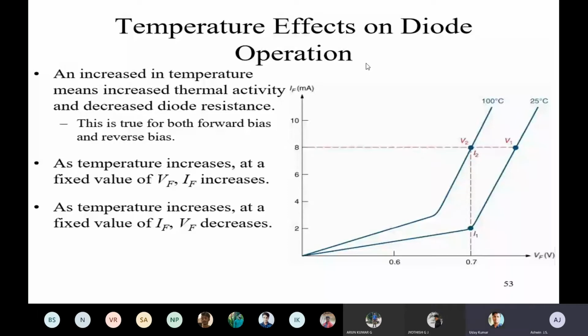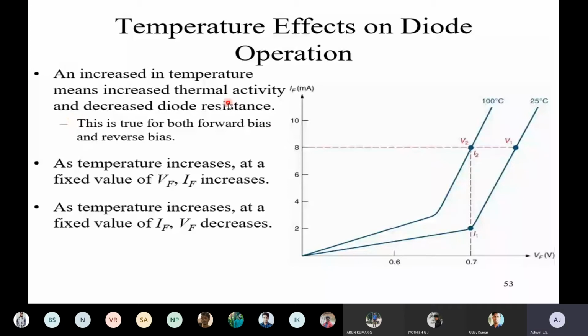So based upon the forward voltage VF, what is the current flow? That is plotted on the y-axis. In the x-axis, I am representing the voltage, and in the y-axis, I am representing the current. Okay. So now what will happen with the temperature? If the temperature increases, what will happen?